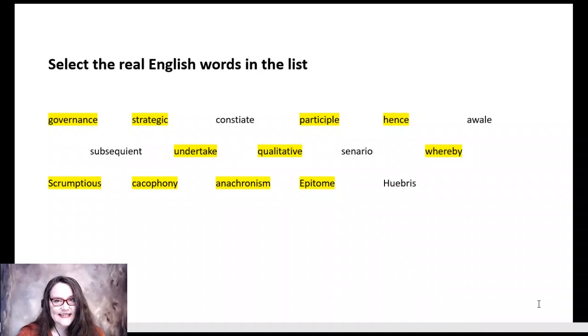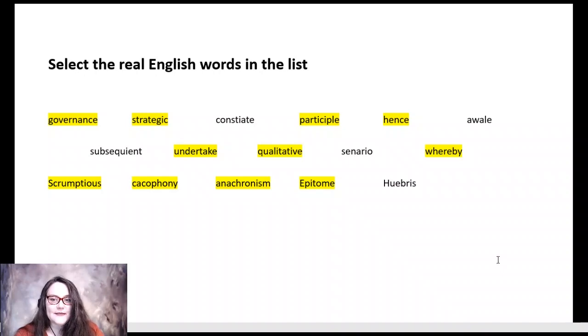If something is strategic, that means it's carefully planned. Consciate, I made that word up. A participle is a word that is formed from a verb, basically. Hence, it's another way of saying therefore or as a consequence of something. A whale, I also made up. Subsequent, I made that word up. You can have a real word called subsequent, which means it comes after something else, but the word as I have it doesn't exist.